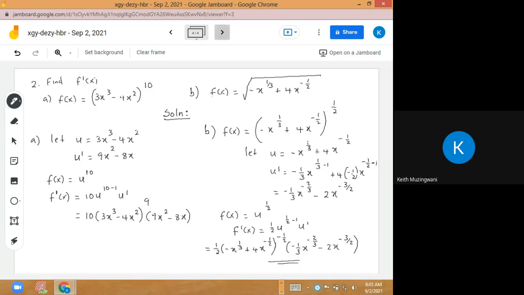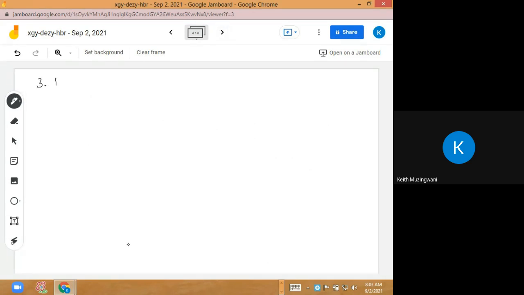So another example, example 3. Find f'(x), where f(x) is equal to (3x squared minus 1) multiplied by (4x to the power 3 minus 7x) to the power 4. So this is a product. If you attempt to start expanding, you have a lot of work.